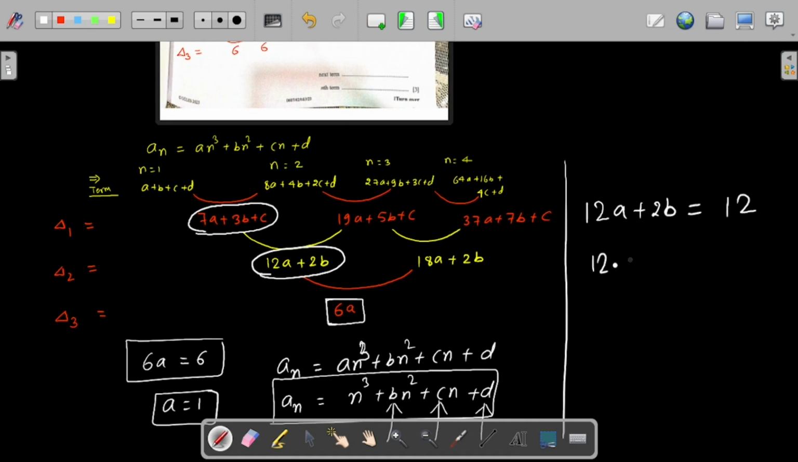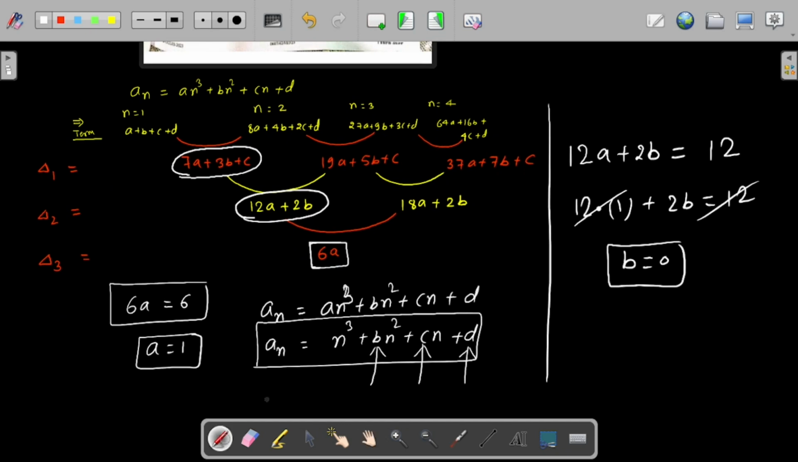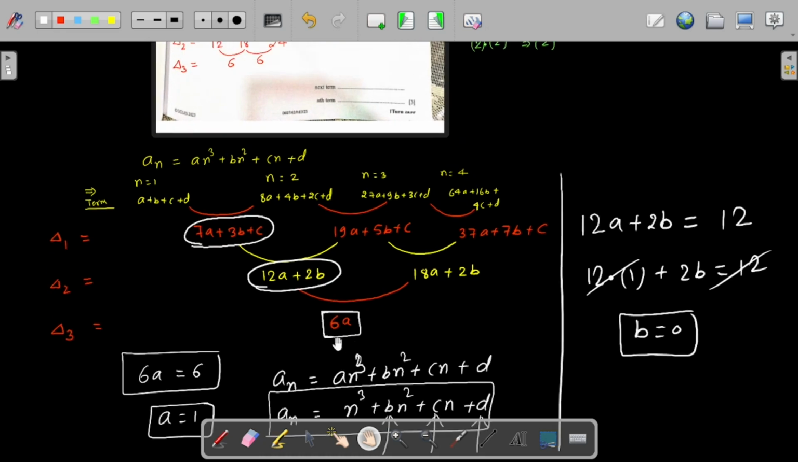I know the value of a is equal to 1 plus 2b is equal to 12. So 12 cancels out, and from here we are getting b is equal to 0. After this you may equate with the second difference. Okay, in the second difference you don't have c. We want c and d. So take the first difference.